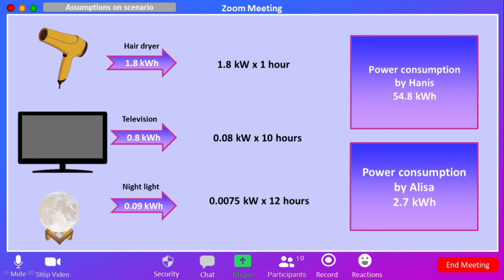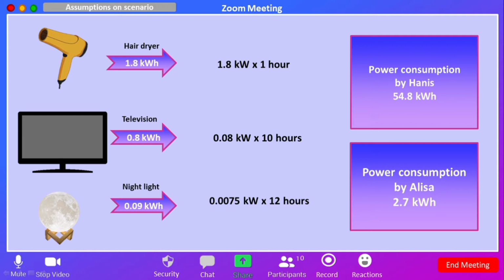After we know the facts contained in the scenario, we need to make some assumptions on the scenario. First of all, we need to assume the power used by the electrical appliances such as hairdryer, television and nightlight. So, let's assume that the hairdryer uses 1.8 kilowatt hour.